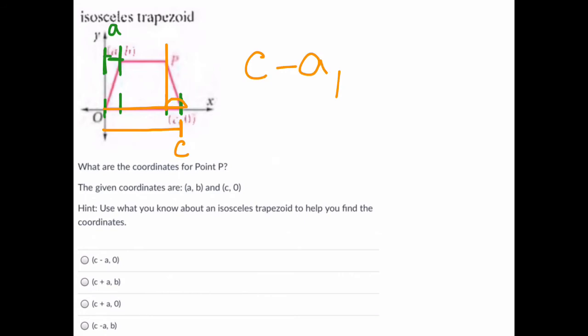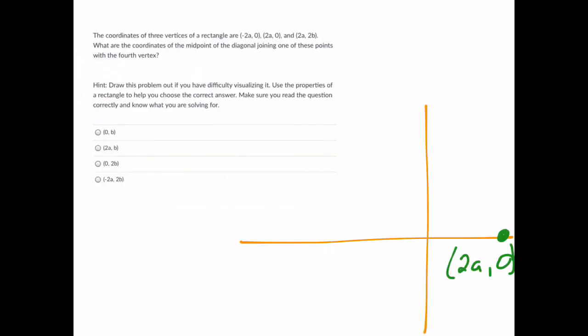And then our last one says the coordinates of 3 vertices of a rectangle are as follows, and they want you to find the coordinates of the midpoint of the diagonal joining that and the 4th vertex. So let's go ahead and draw this out. Here's my coordinate plane. I have a point here at 2a, 0. I have a point above that at 2a, 2b. And my third point is across the y-axis here at negative 2a, 0. So my fourth vertex must be right here since this is a rectangle. And to get there, we would move negative 2a, positive 2b. And that's the coordinate of that fourth vertex.